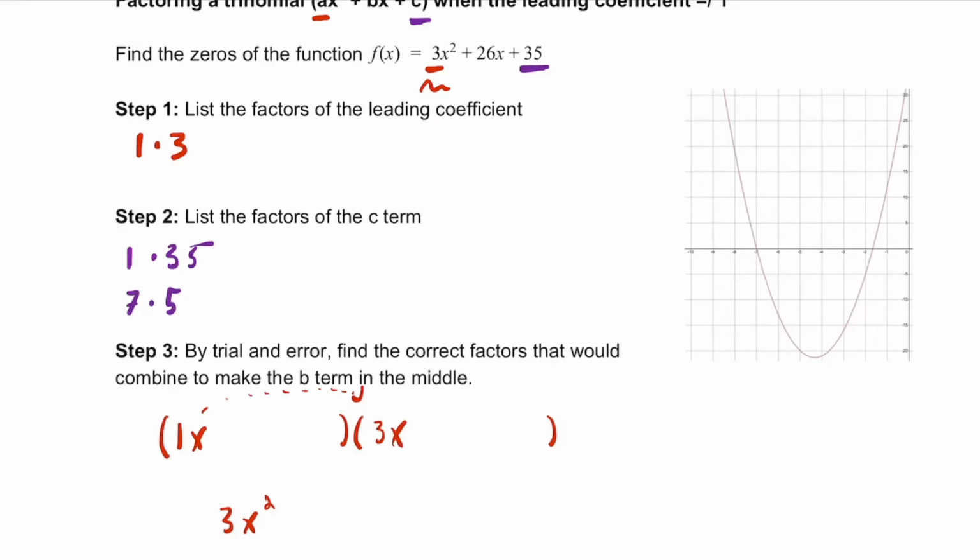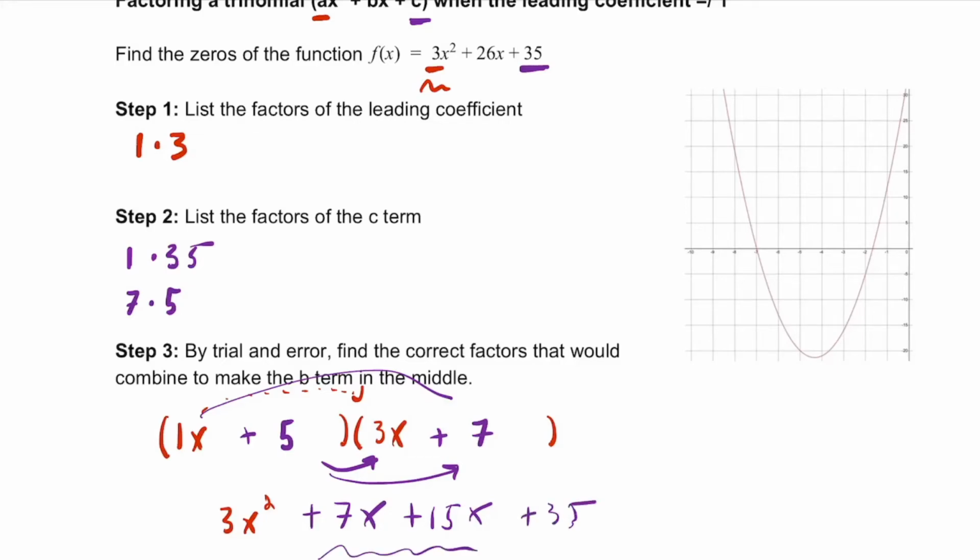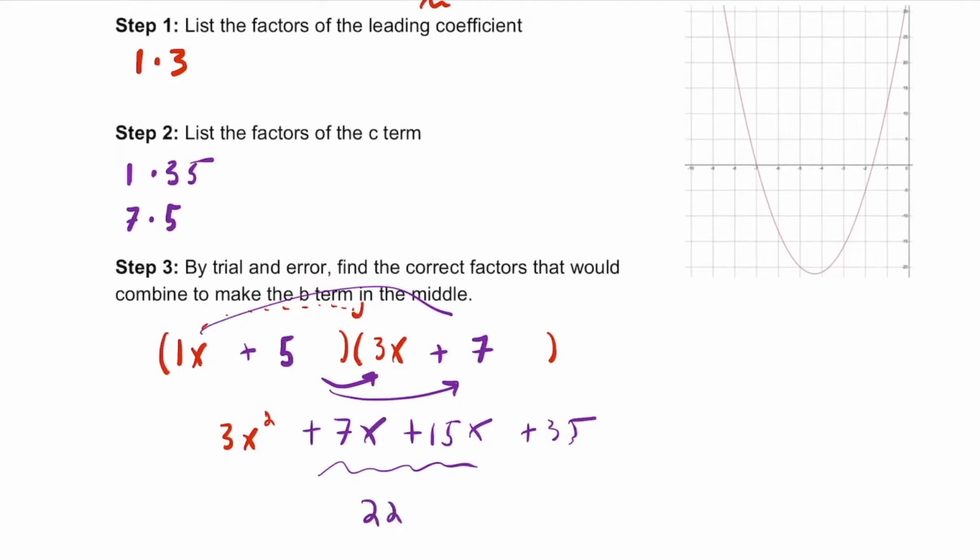If we need the middle term to be 26, and trust me, you're just going to get faster and faster at this. You can run through, worst case scenario, you try all 4. So let's say the first thing we did was we put a 5 here and a 7 here, both positive. Well, we'd have 1x times 7 plus 7x, 5 times 3x plus 15x, 5 times 7 plus 35. Well, 7 and 15 in the middle, those would get me 22x.